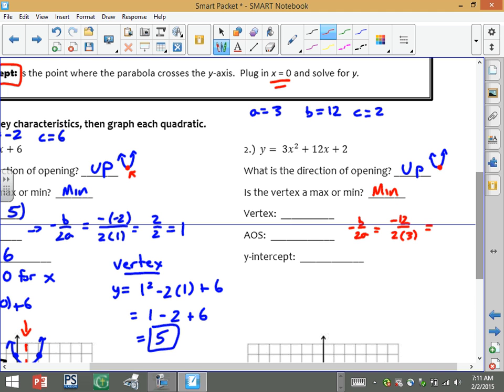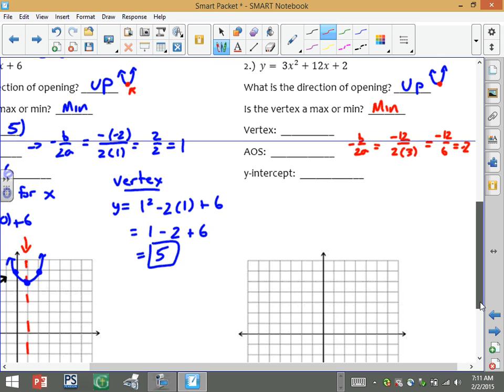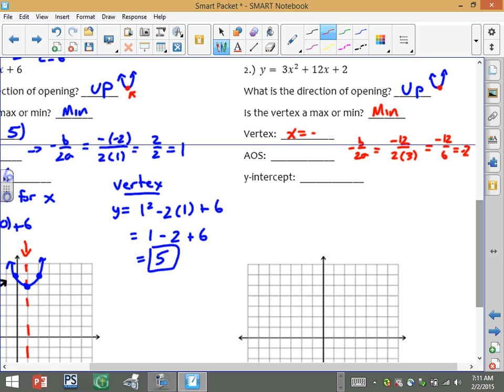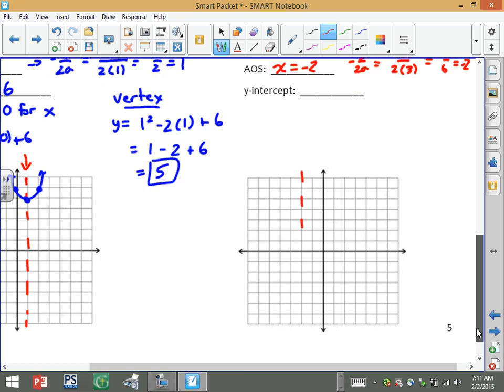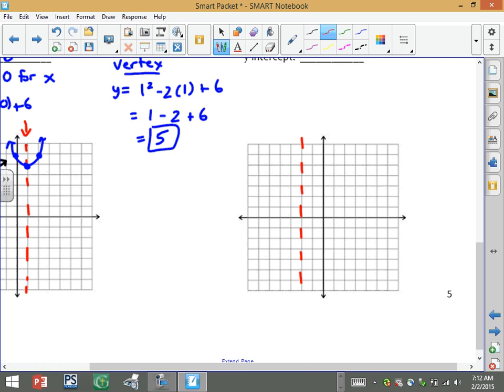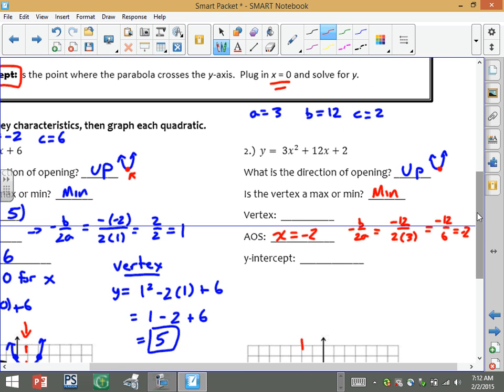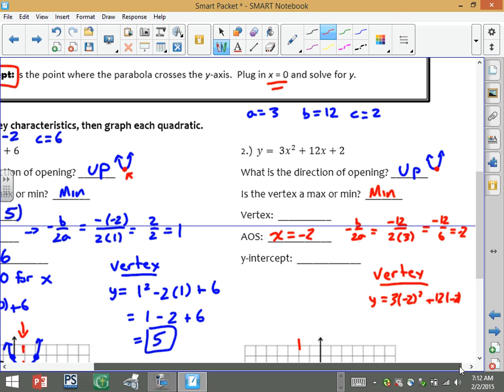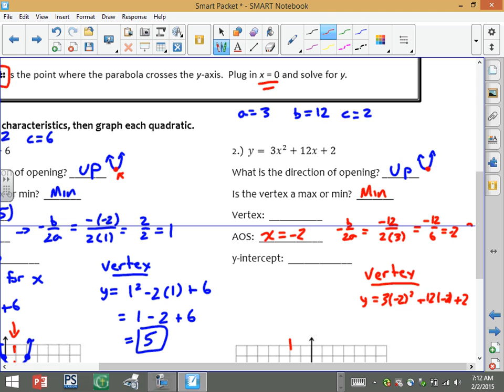So negative 12 over 6 is negative 2. So my axis of symmetry, excuse me, not vertex, axis of symmetry, x equals negative 2. So let's draw our line in at negative 2. And now let's go find the vertex. So to find the vertex, we're going to plug in negative 2. So 3 times negative 2 squared plus 12 times negative 2 plus 2. So let's start working this out.